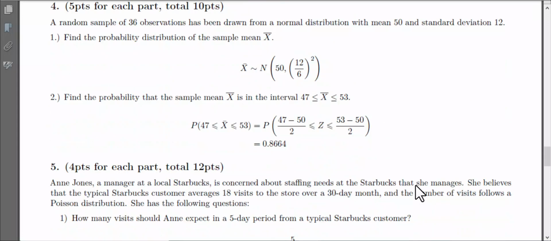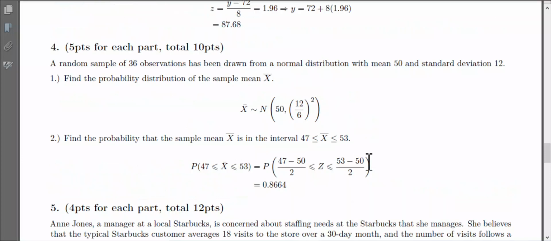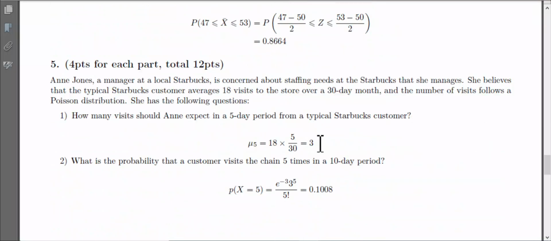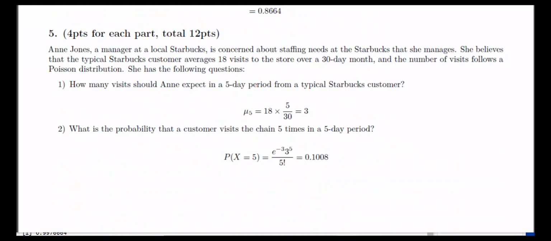The same thing, we would figure out the probability for X bar between 47 and 53. So we will do the same thing as we did in part 3 in question number 3. Alright, now let's talk about question number 5. Number 5 is about Poisson distribution. And for the Poisson distribution, the nice property is like this one.